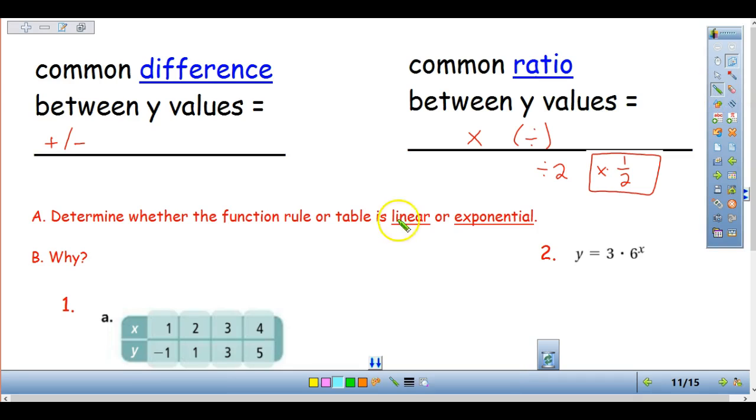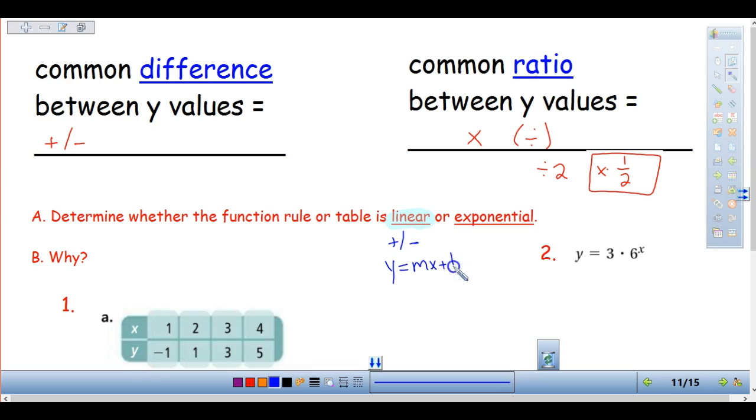So linear, remember, is where you are going to have that difference. You're going to be adding or subtracting in your table. Or remember, your equation is y equals mx plus b. Okay. Exponential. That's the new one for today. So that is going to be when we're multiplying in the table. Or remember, when you write that equation, your exponent is the x. It doesn't matter if the exponent's a 2. It has to be an x, not anything else.